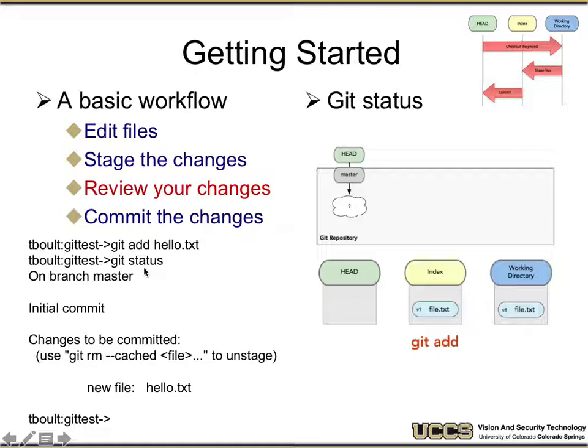I'm going to do git status. Now it's going to show me I'm on the branch master. I'm still in the initial commit. And there's a new file. The new file means it's been added, but it hasn't yet been committed.